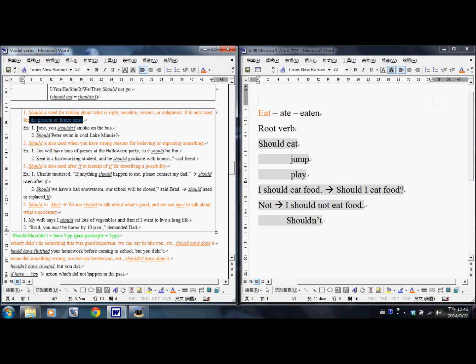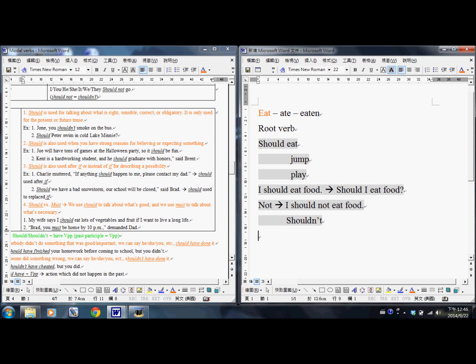Look at the example. Joan, you shouldn't smoke on the bus. So this is talking about the present. Maybe the person is smoking right now, so you shouldn't smoke on the bus. Number 2, should Peter swim in Cold Lake? Okay, so we actually use this sentence to talk about the present or future.